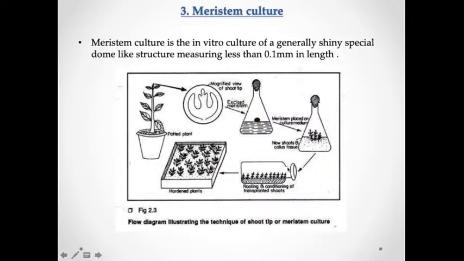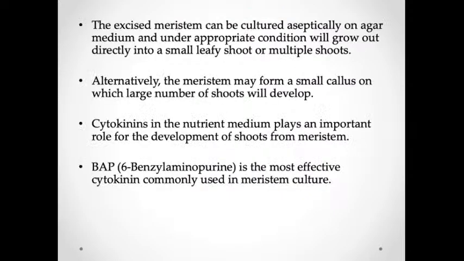Then comes rooting and conditioning of transplanted roots, so they are transferred into another long-necked flask like this one and start to grow. Then you put them into soil as hardened plants, and hence you can have your plants for any function that you're looking for. So this is how meristem culture works.